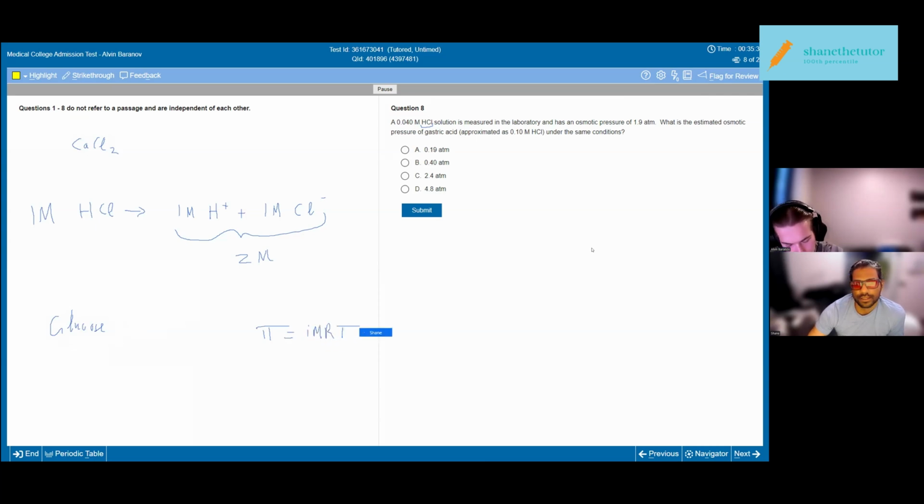And so you'll have this guy, right? And so we start off with, let's say, M1, I'll call that the molarity, capital M, for one. Pi one, I'll call this 1.9 atm. And then they're asking us to find pi two. Approximated as 0.1 HCl. Wait, what? Wait, sorry. Osmotic pressure of this 0.1 HCl under the same conditions.